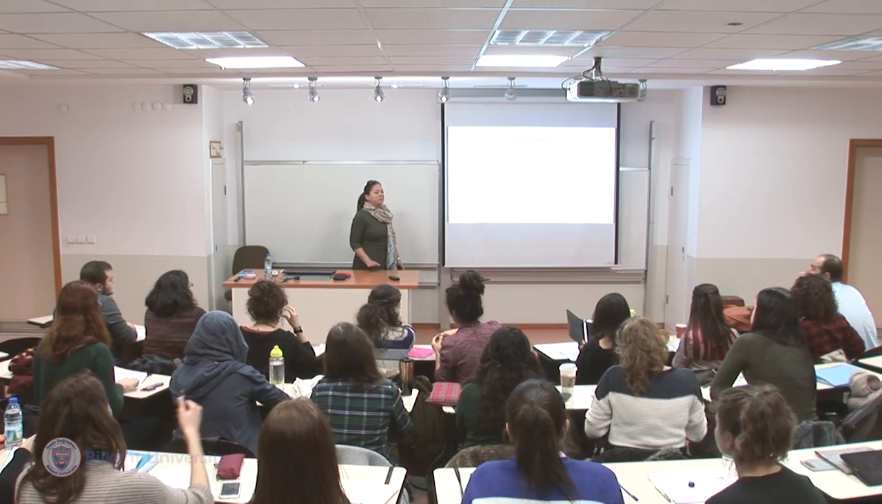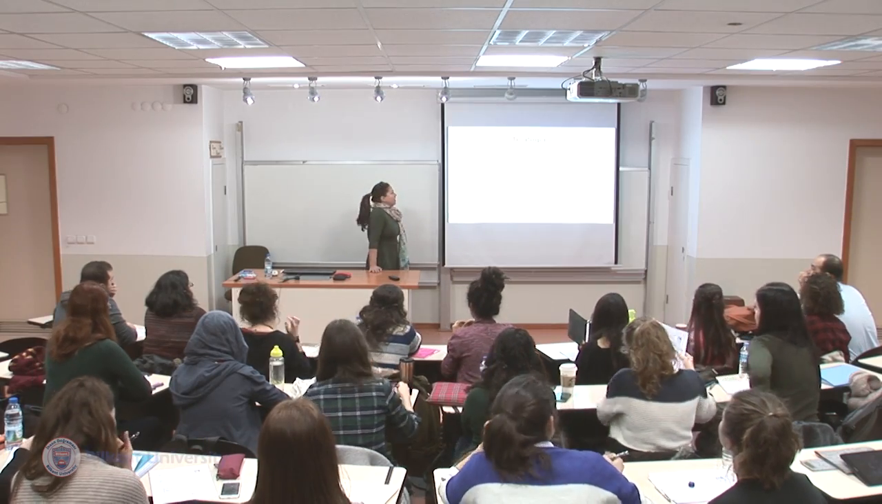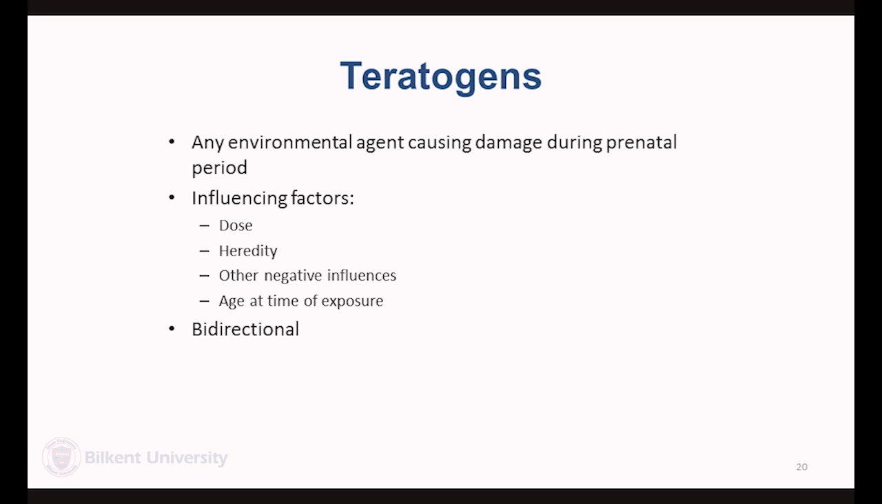So we're continuing with Chapter 3, Biological Foundations, Prenatal Development and Birth. You will remember that we talked about the development of the fetus inside the womb. And now we are going to talk a little bit about teratogens. Now, teratogens are any environmental agents causing damage during prenatal period.